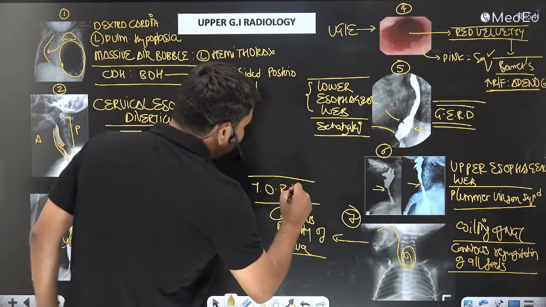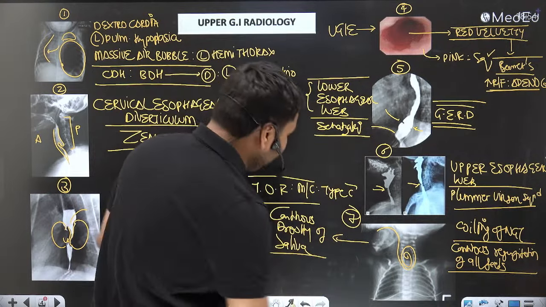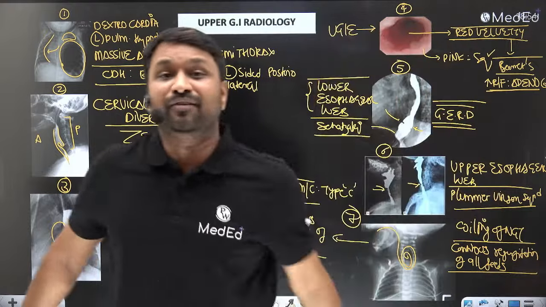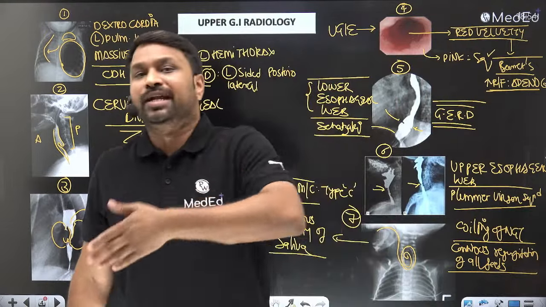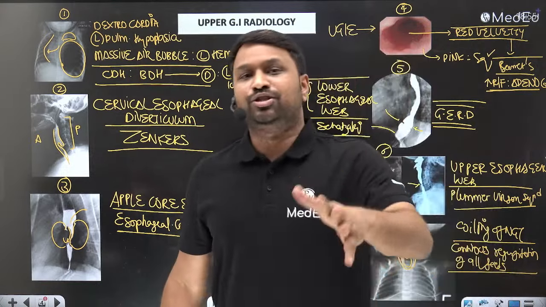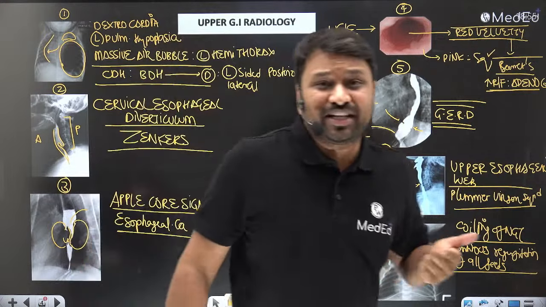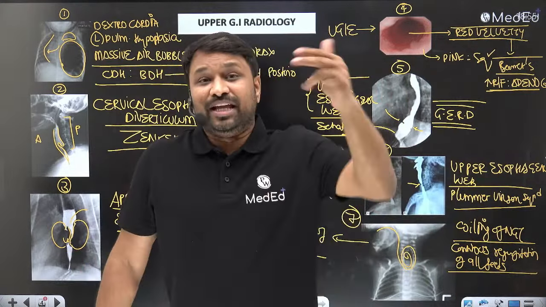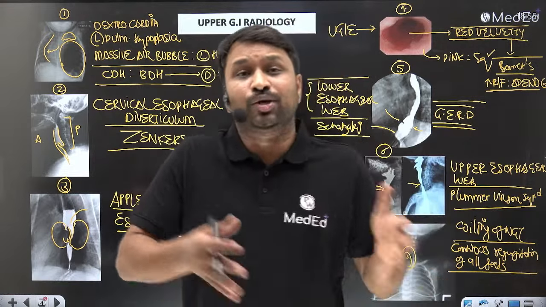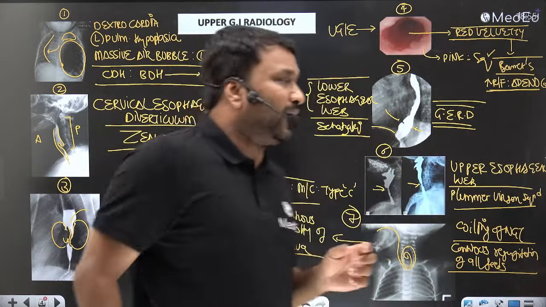What is the most common type? I know everybody knows the most common type is your type C variety. What is your type C variety? The type C variety is the variety where you have upper atresia, lower communicating fistula. What are the congenital disorders associated with tracheoesophageal fistula? The answer is VACTERL, right? V is your vertebral body defect. A is your anal atresia. C is your cardiovascular abnormality. T is your tracheoesophageal fistula. You have R for your renal abnormalities, for example horseshoe kidney as well as renal agenesis. And L for limb abnormality, usually associated with radial hypoplasia.